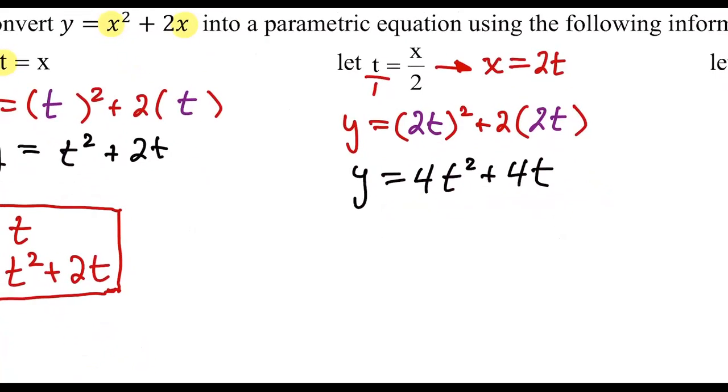All right, and so then we just have to state our final answer. X is equal to 2t. Y is equal to 4t squared plus 4t.